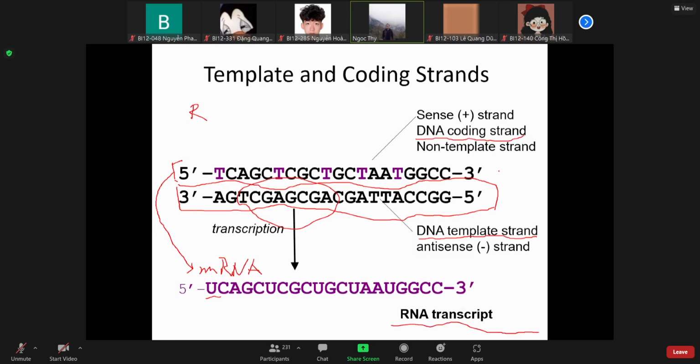Sometimes we call it the positive strand. And the other strand, which is used as the template, we call the negative strand.